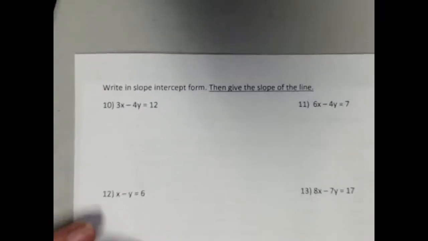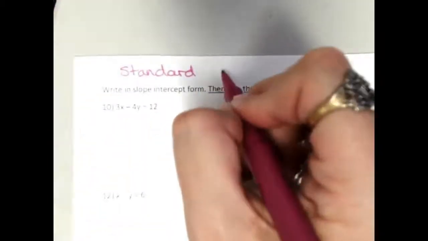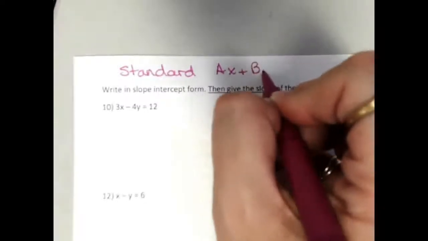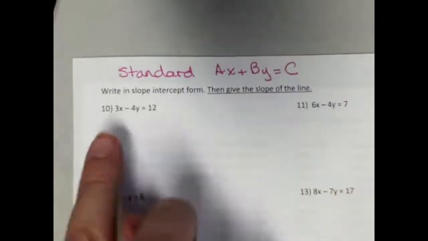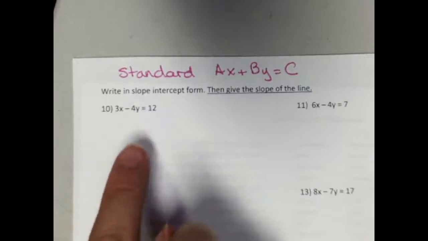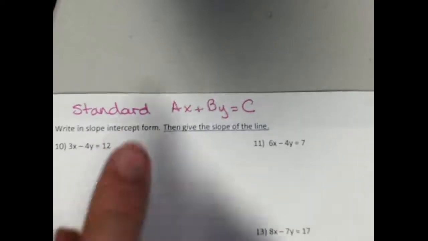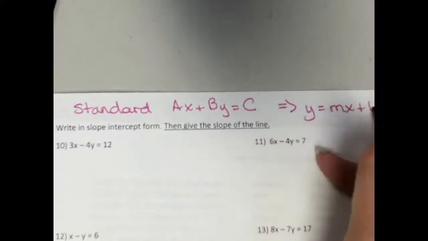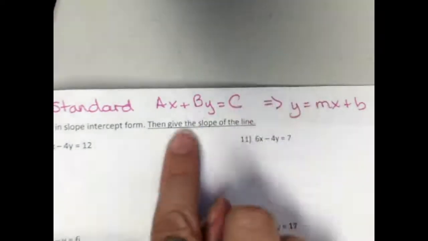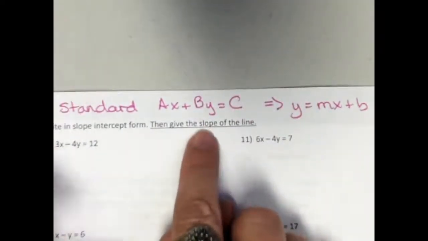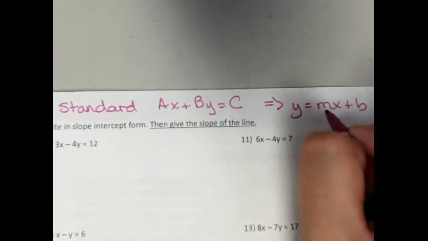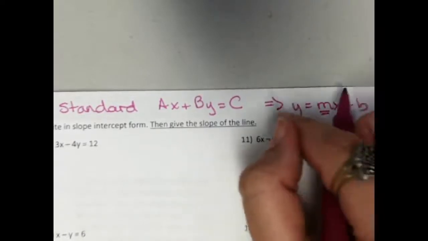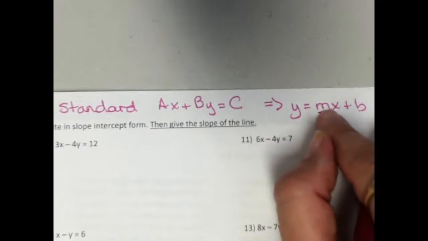Okay, on the back, these are now in standard form. Remember, standard form of a line is where we have ax plus by equals c. And that's the form we have here. And what it asks us to do is write it in slope-intercept form. So I want to rewrite it in y equals mx plus b form, because this is all about finding slopes. And we just looked at the last problems. The slope is m. So if I get it in this form, it's really easy to see the slope.